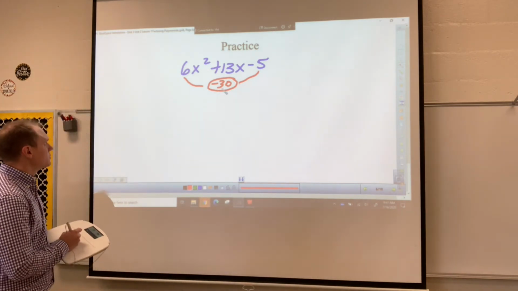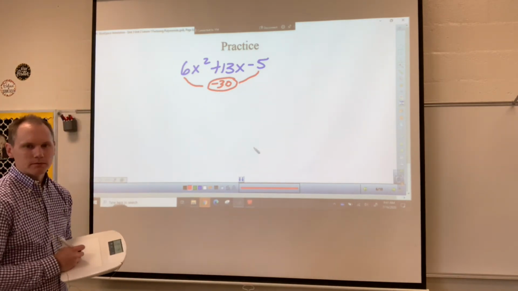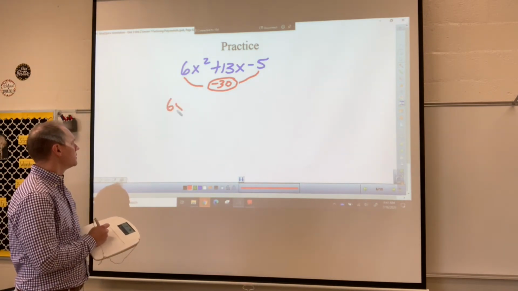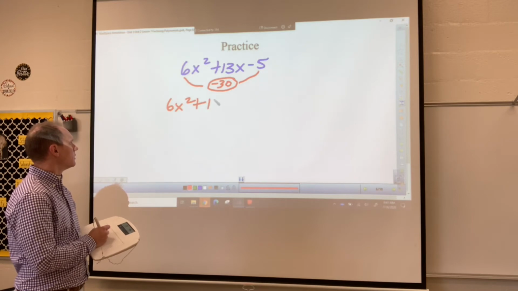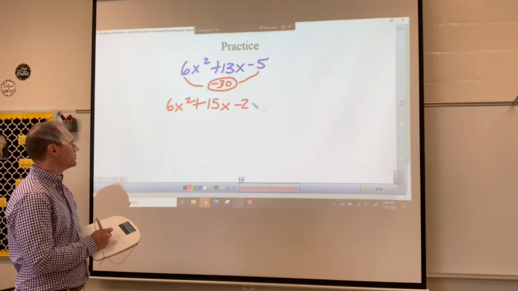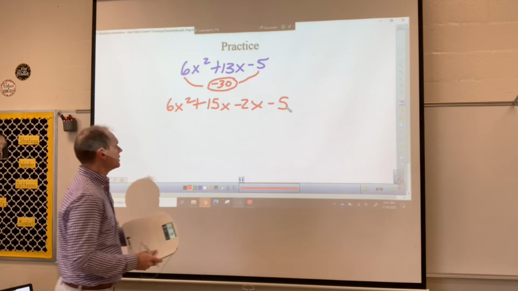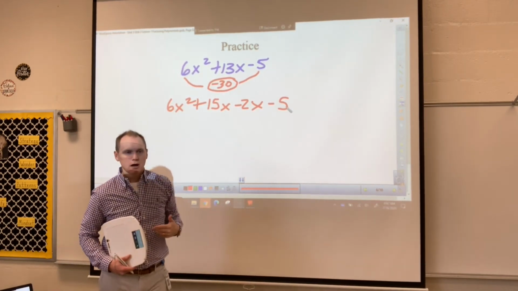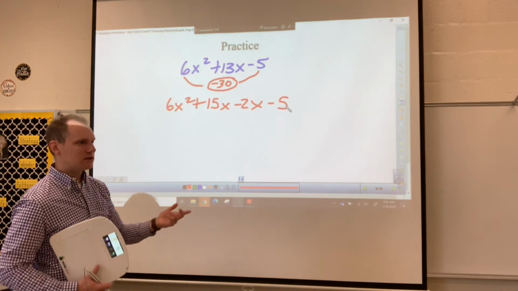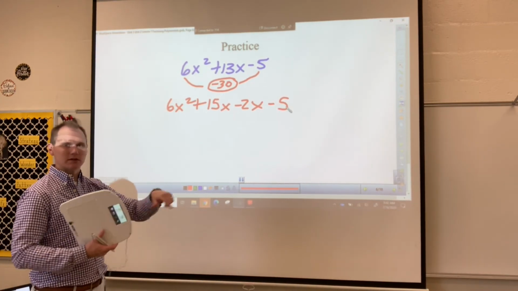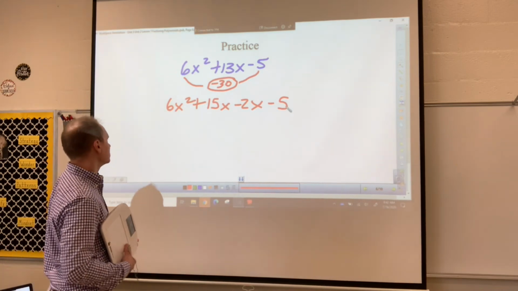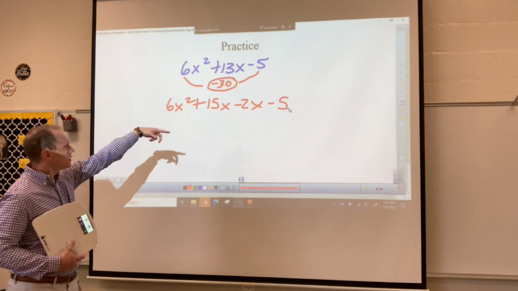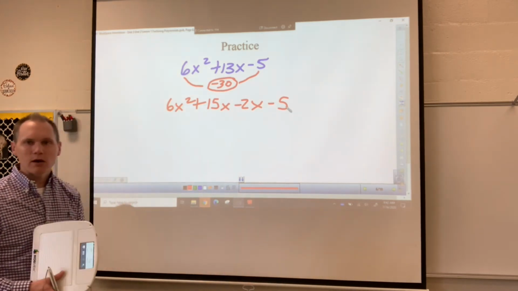What did y'all come up with there? Positive 15 and -2. You might be wondering at this point, did it matter the order in which I put these? It doesn't. The only thing it will impact is the order of things at the end, but it's not going to change much at all. So it does not matter. Now that we've split the middle term into two, we can factor by grouping.